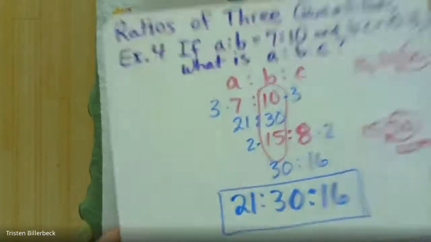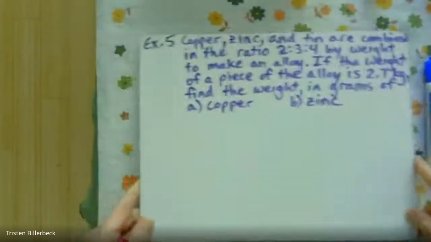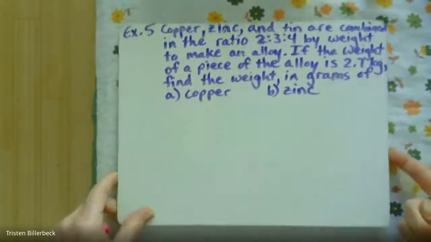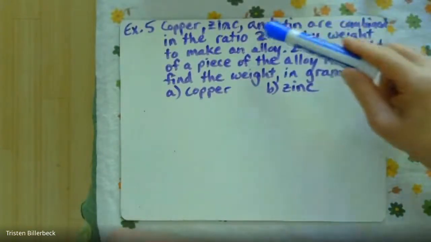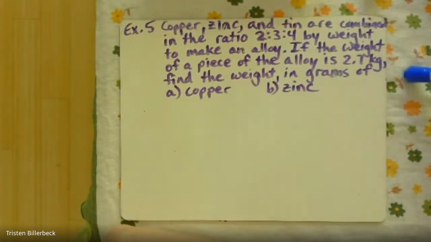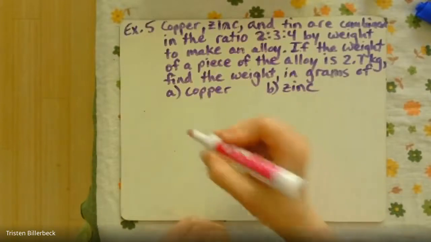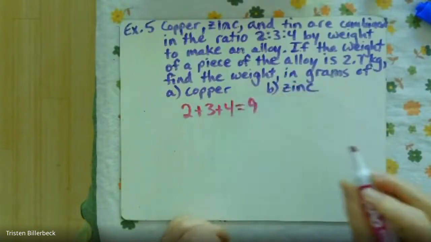All right, let's look at example 5. Okay, we have an alloy, copper, zinc, and tin, and they're combined in the ratio of 2:3:4 by weight to make an alloy. If the weight of a piece of alloy is 2.7 kilograms, find the weight in grams of copper and zinc. So first, let's add up all of these. So we have 2 plus 3 plus 4 equals 9.